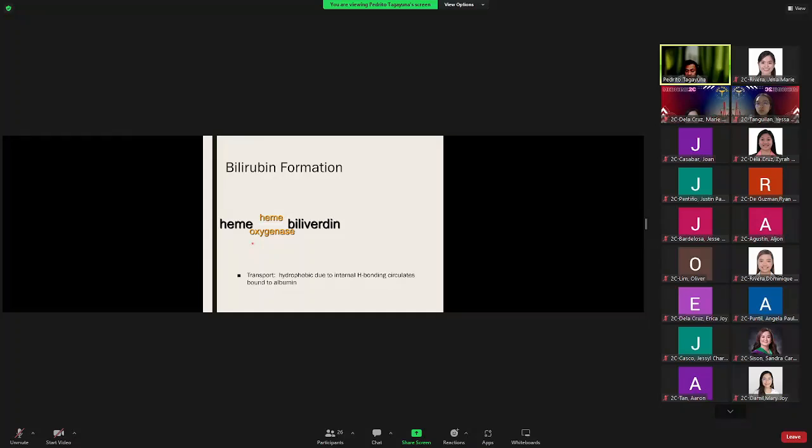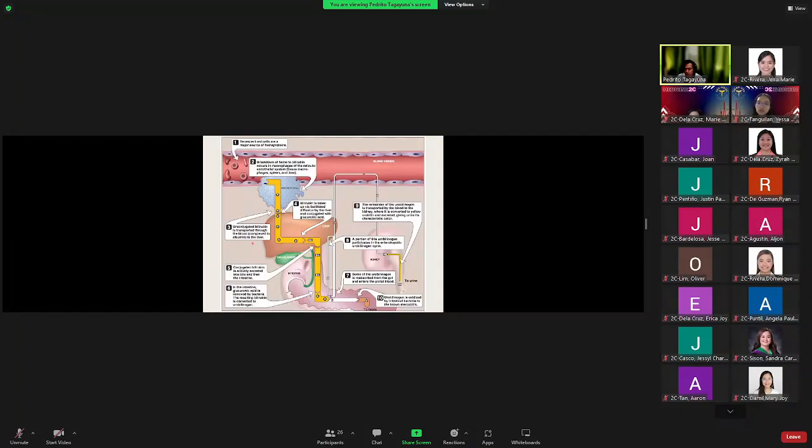How is bilirubin formed? It is from heme, and heme is originally from the breakdown of hemoglobin, di ba? So heme oxygenase will act on heme, it will now become biliverdin, and biliverdin is acted upon by biliverdin reductase to become bilirubin. And bilirubin is transported in the circulation by binding to albumin. This is the illustration of how all that happens.